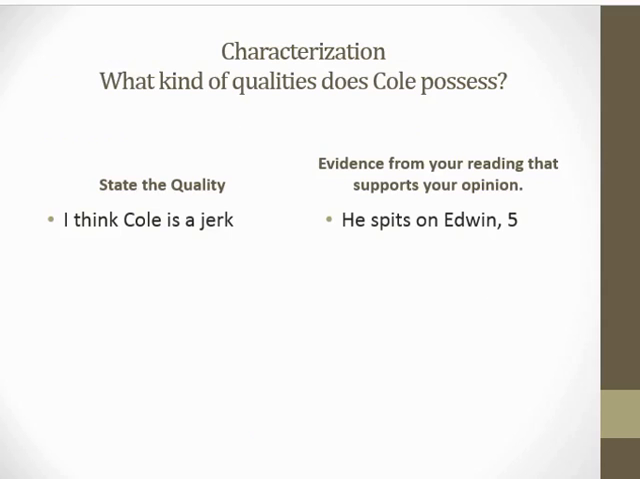And finally, we're going to talk a lot about Cole's character and what qualities he possesses. I want you to throw some ideas out, what you think about Cole as you read chapters 1 through 4. I think Cole's a jerk in chapters 1 through 4. And evidence from my reading that supports that he's a jerk? Well, he spits on Edwin on page 5. Come up with some ideas of Cole in chapters 1 through 4. We're going to contrast these to the ideas we have of Cole later in the book. I'll give you a hint. He changes quite significantly.